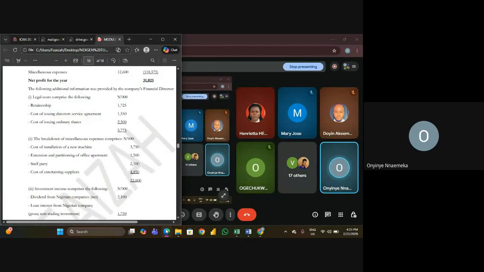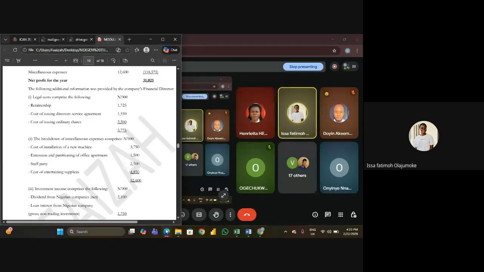Well, I'm surprised that everybody thinks it's not allowed. I don't even have a single person that thinks it's allowed. Why do you say it is allowed? The staff have worked for so many times during the year, so entertaining them should be allowed. Well, actually, you are right. It is an allowable expense.